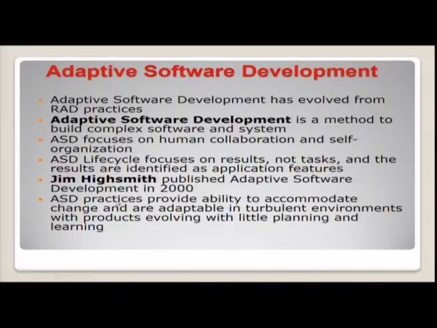Adaptive software development was published by Jim Highsmith in the year 2000. Adaptive software development practices provide the ability to accommodate change and are adaptable in turbulent environments, with the product evolving with little planning and learning. That is the reason in adaptive software development you do not plan, you speculate. We will see what speculation is shortly. Let us now see the characteristics of adaptive software development.